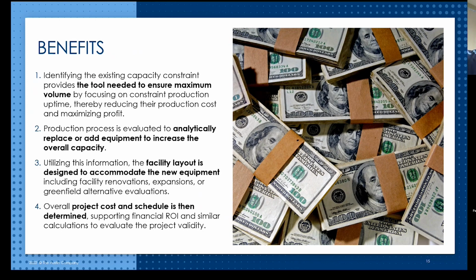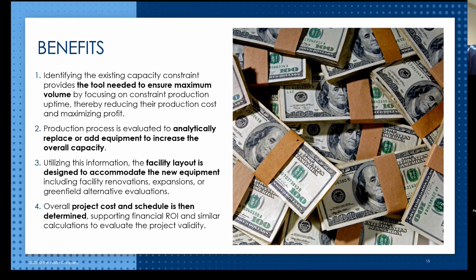Number 2, the production process is evaluated to analytically replace or add equipment, such as we went through in an example. And the facility layout, as I mentioned, we take this as a basis for understanding what needs to be done to the process. And then we take that to the next step. We take the current layout. We start looking at how we can accommodate additional equipment. Sometimes we can accommodate it within the existing walls. Sometimes we have to expand. And there's a lot of other things that come into play as far as the condition of the existing facility, if there are modifications that need to be made to bring it up to food safety standards, et cetera.